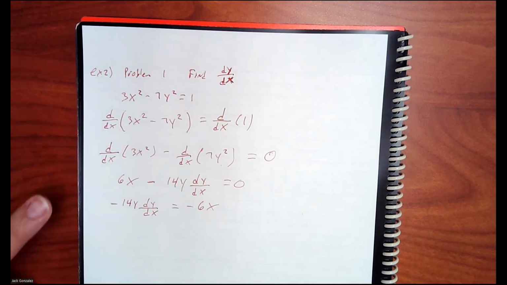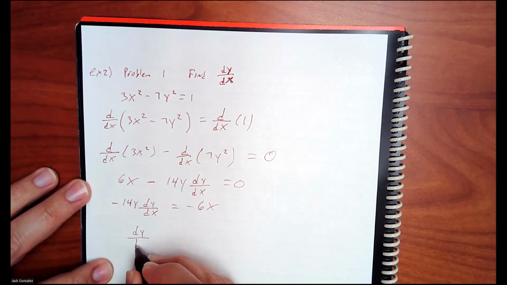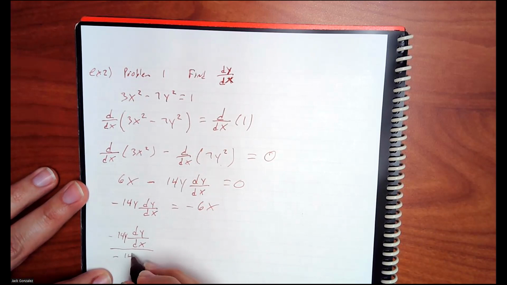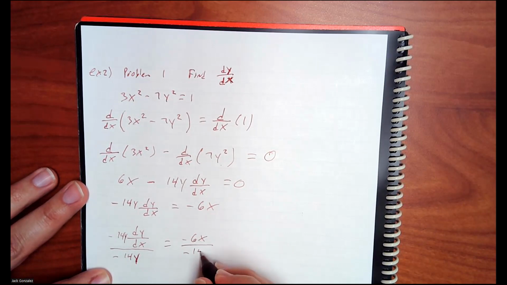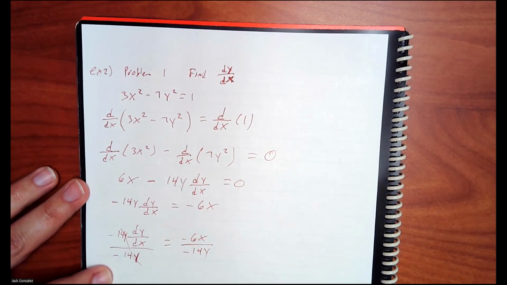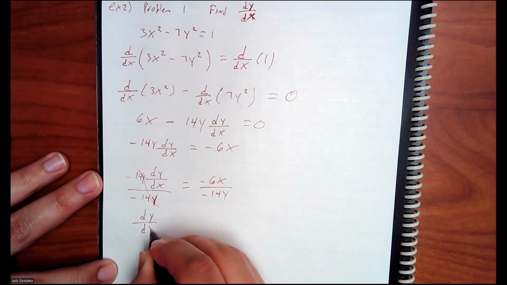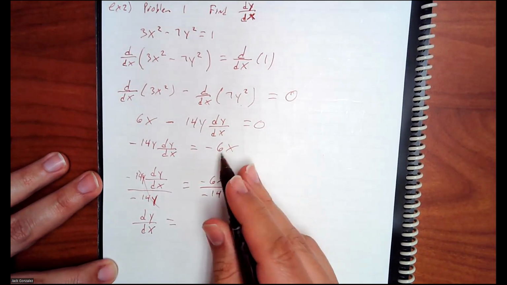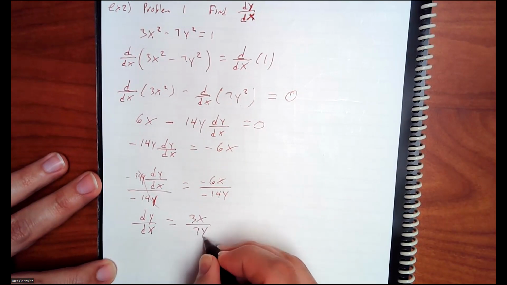Solve for dy/dx. I'm going to move that 6x over and then divide by negative 14y, and we are done with this example. So it'd be 6 over 14. It reduces, right? So positive, that's for sure. 3x over 7y.